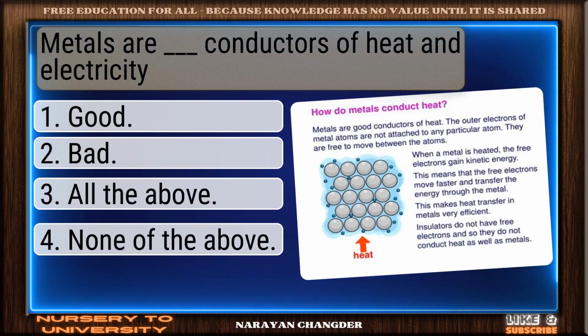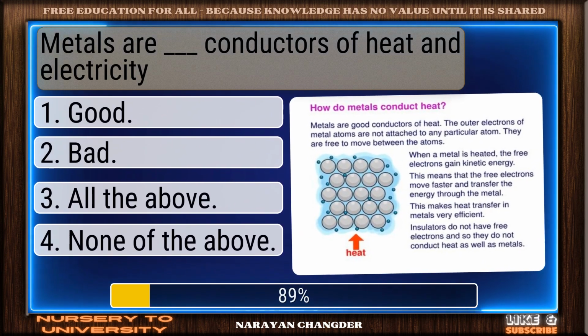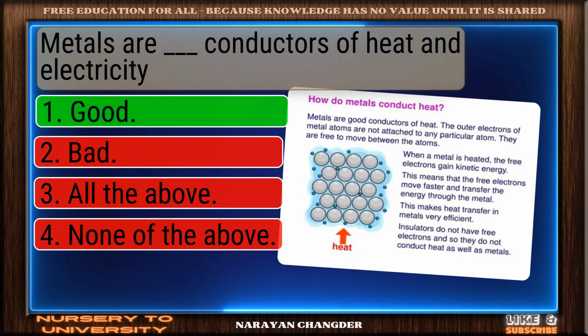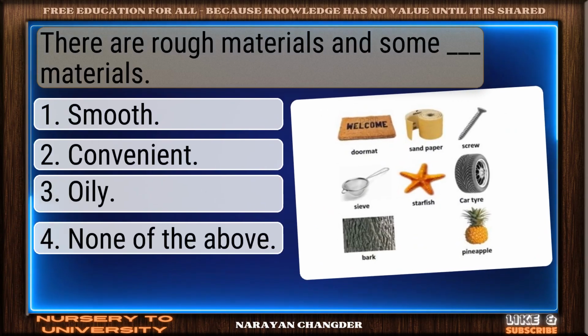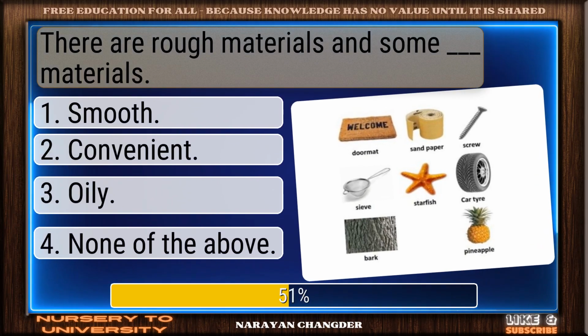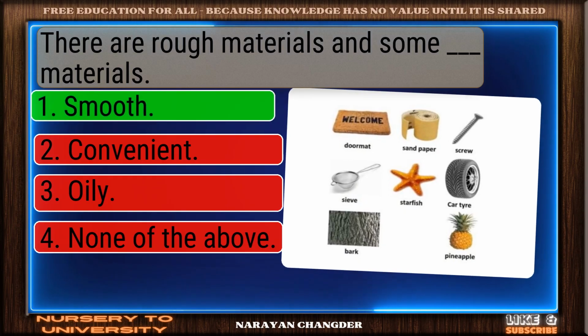Metals are dash, conductors of heat and electricity. Excellent choice. Good is the right answer. There are rough materials and some dash materials. Smart move. Smooth is an accurate answer.